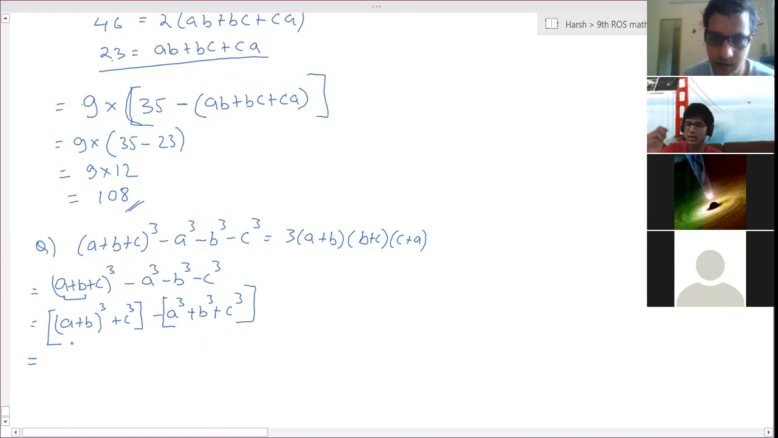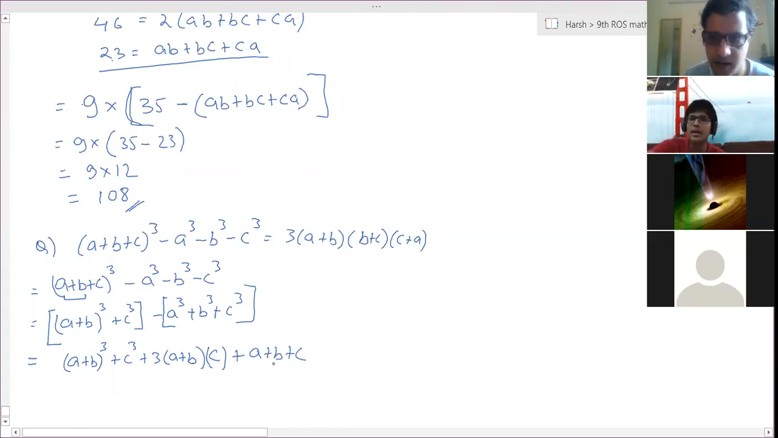Can you write it down? It's written (a+b) whole cube plus c cube. Once again: (a+b) whole cube plus c cube plus 3(a+b) into c, with c inside brackets, sir. Then into (a+b+c).